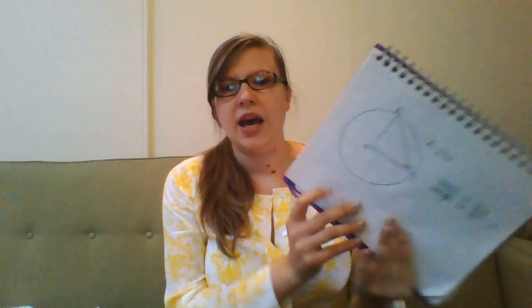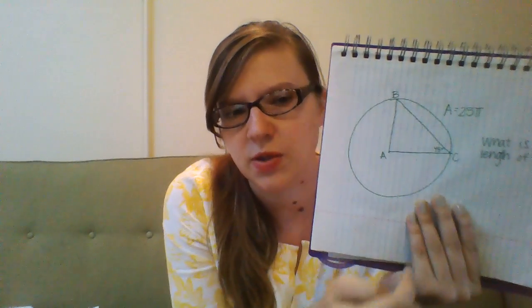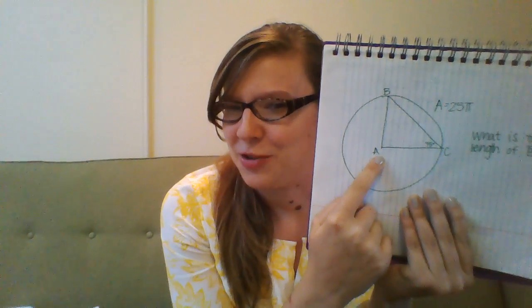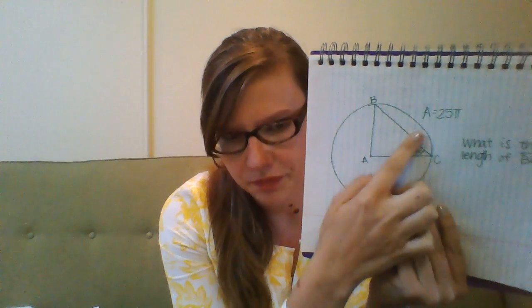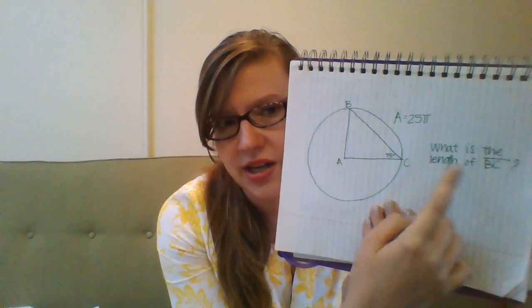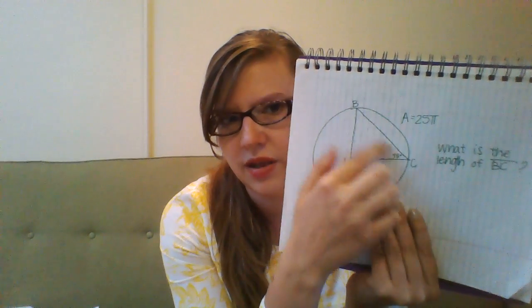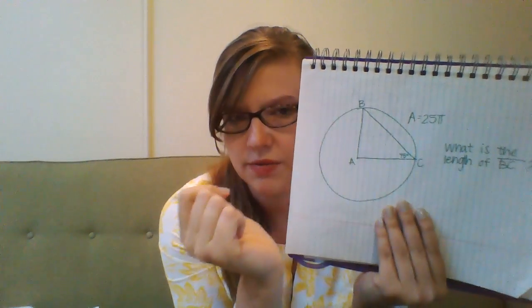So we're going to look at this circle here. It's got a triangle inscribed, as you can see. The center of the circle is this point A. It's not drawn to scale. And they've told us this angle is 45 degrees and the area is 25 pi. So what they're asking here is, what is the length of side BC? So they want to know the length of this line segment here, connecting the legs of the triangle.